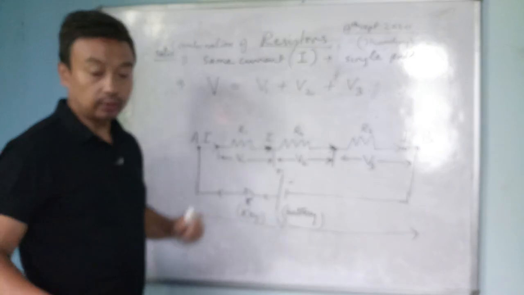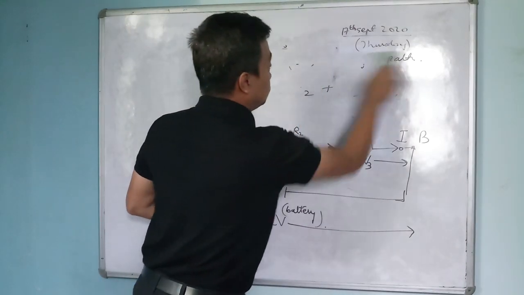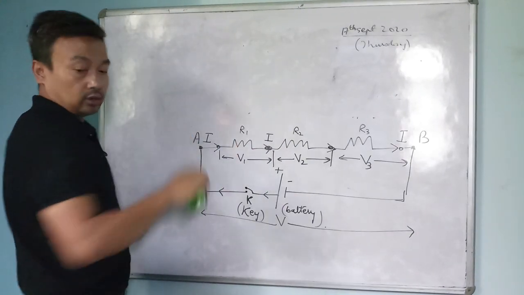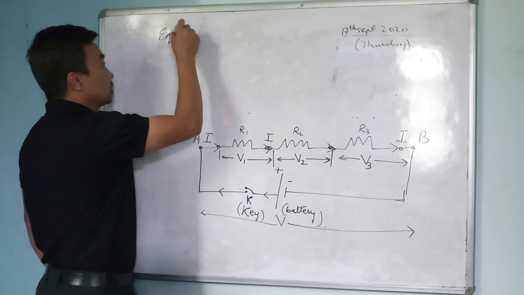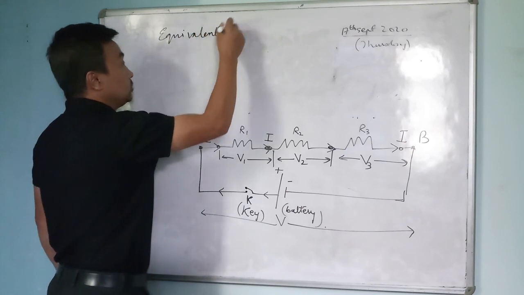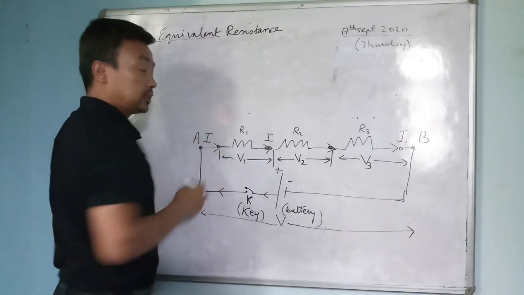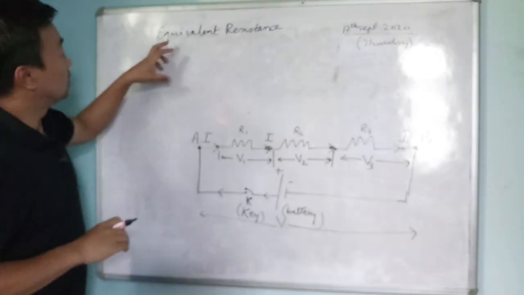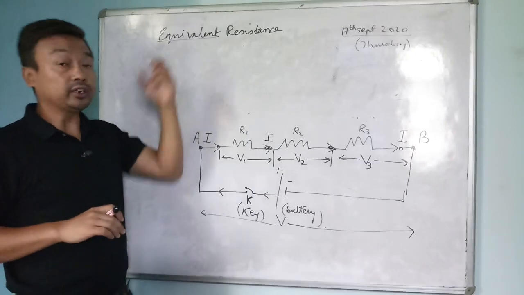Okay, so now from this we are going to find the equivalent resistance. That is the most important topic here: equivalent resistance in the series combination. Equivalent resistance can also be taken as the total resistance, or the effective resistance.